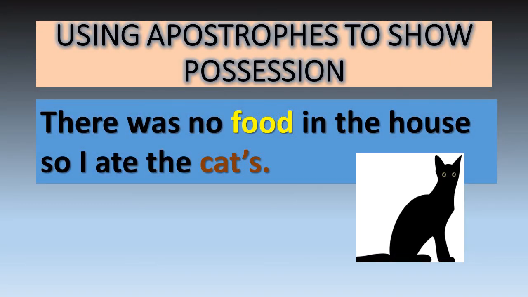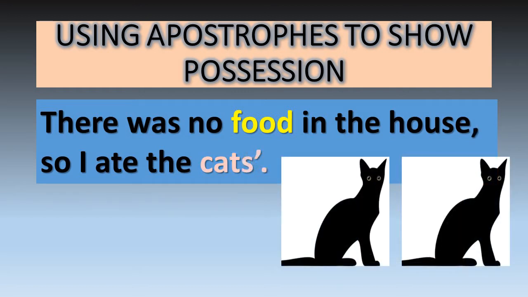So here's the first reason we use apostrophes. We use them to show possession. Now in this sentence, we've got one cat who owns the food. So there was no food in the house, so I ate the cat's. Now the apostrophe that you can see there is pointing at the owner of the thing that's being possessed. So food is the thing that's being owned by the cat. One cat, we've pointed the apostrophe at the cat.